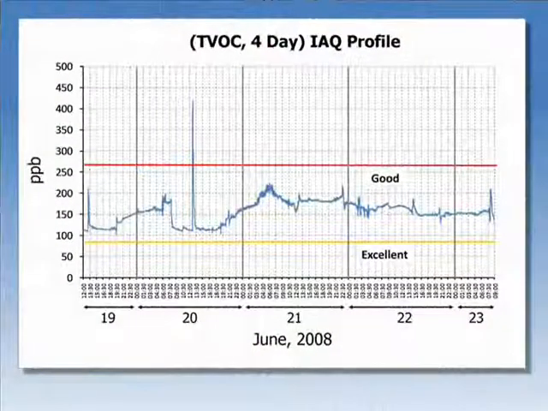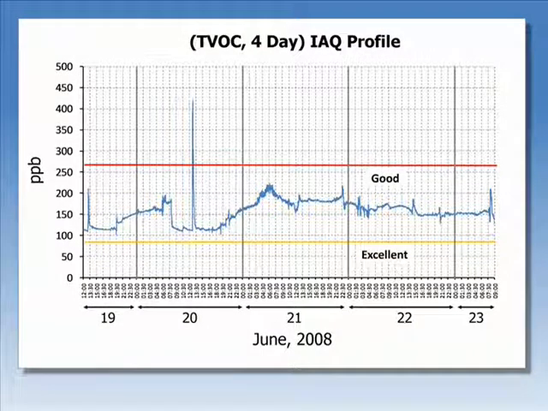The TVOC profile is of good IAQ standard. This level is common due to the presence of furniture and carpets. The two spikes here are due to someone peeling an orange nearby.